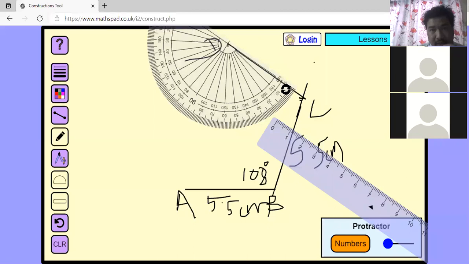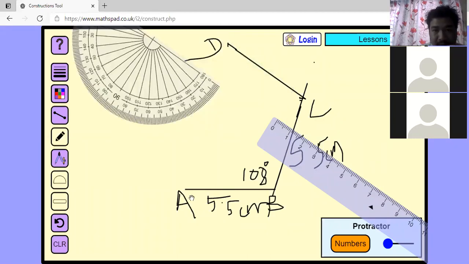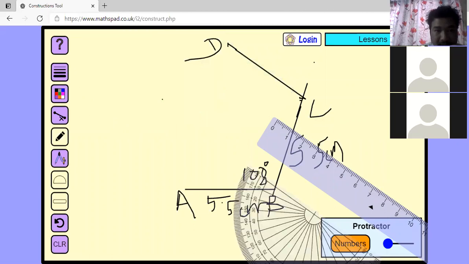And here also draw 108 degree. Below this one there will be 108. This point will be the 108. Okay, and join this with the help of ruler, a straight line, and join this point with this point D. And this also must be how much long?